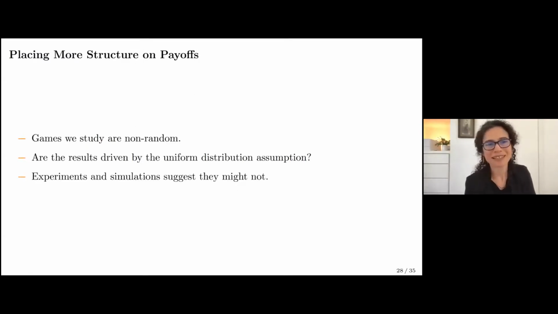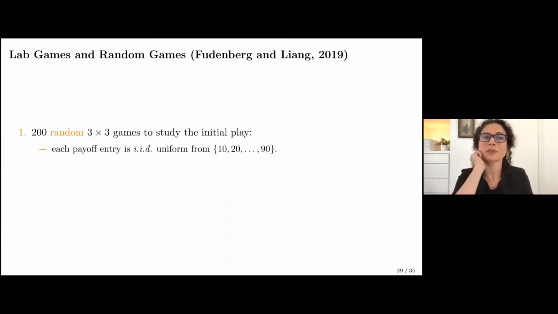And to us, of course, in order to get analytical results, we need to make some assumptions, but I'll show you briefly some results from experiments and from simulations that suggest that perhaps the results are not terribly special to this random structure that we imposed. So the first thing I'll show you comes from lab and random games.